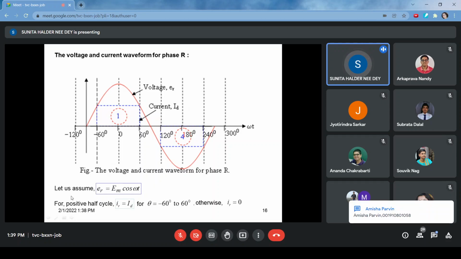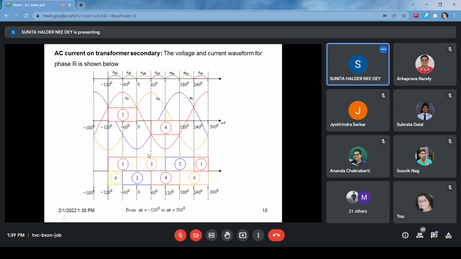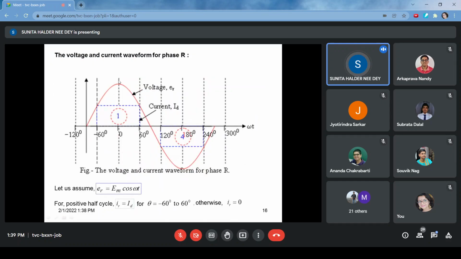Now if we assume that ER equal to EM cos omega t, then we shall shift the axis, right? Then the axis will be here like that. Then you see for positive half cycle, IR equal to plus ID from theta equal to minus 60 to plus 60, right? Then IR equal to 0. Then again from 120 to 240, IR equal to minus ID, right?